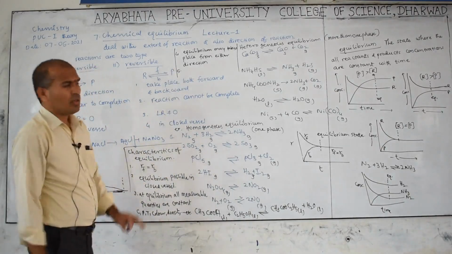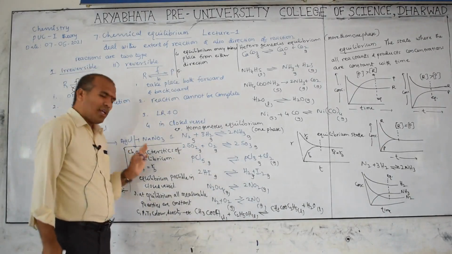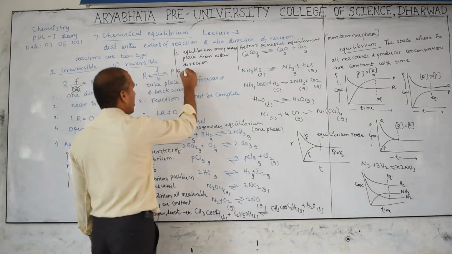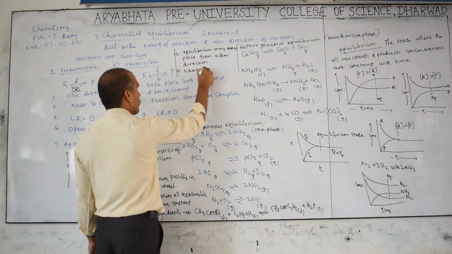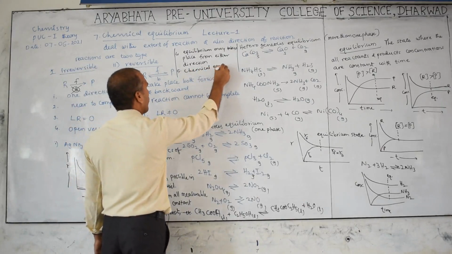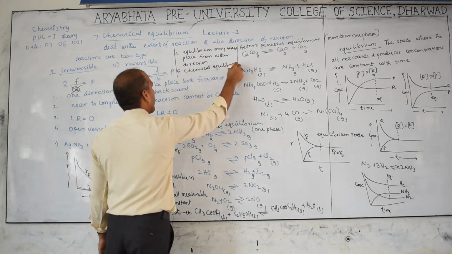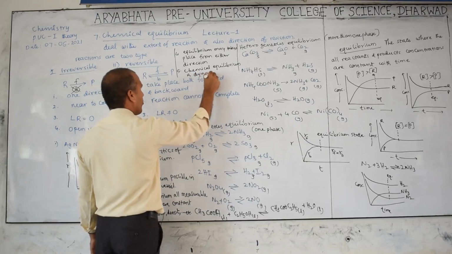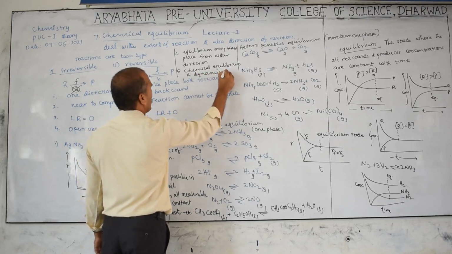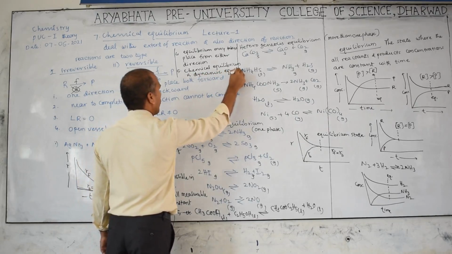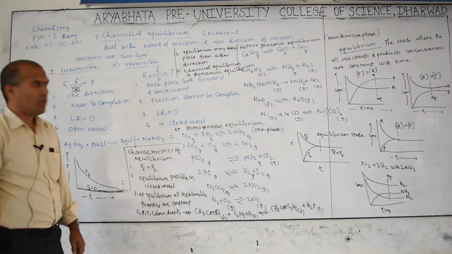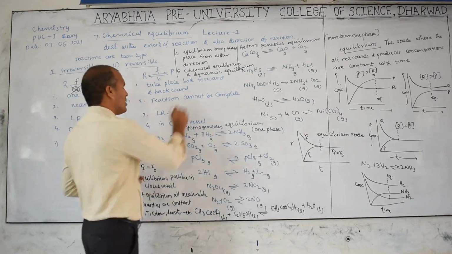Next, this chemical equilibrium is dynamic in nature. Chemical equilibrium is dynamic in nature, or dynamic equilibrium. Dynamic equilibrium. Okay.